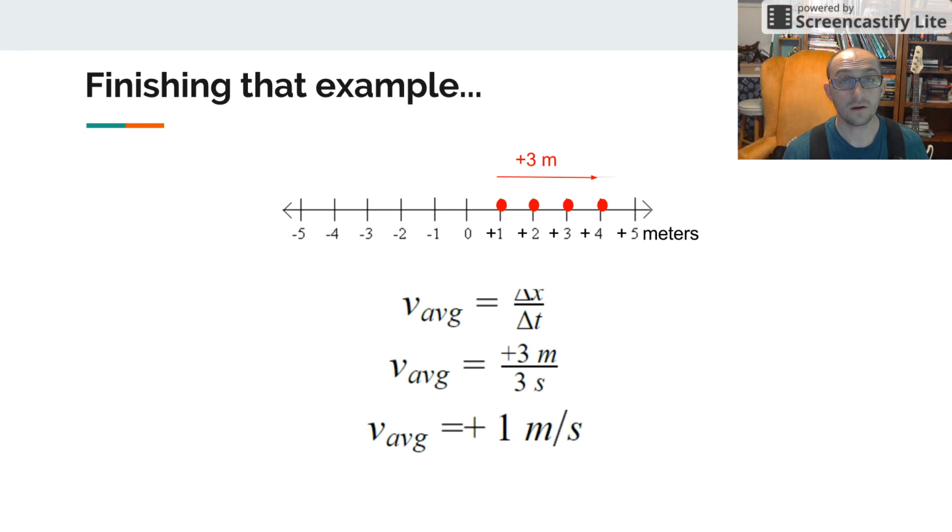So if we're here, we know the displacement is positive 3 from before. We know that it happens in 3 seconds. I know that because I can count the dots. There are 4 dots, which means that I was here, and 1 second later I was there, 1 second later I was there, 1 second later I was there. That's a total of 3 seconds, 3 steps. So I got positive 3 meters divided by 3 seconds, which gives me positive 1 meter per second, which tells me how fast I'm going: 1 meter per second to the right.